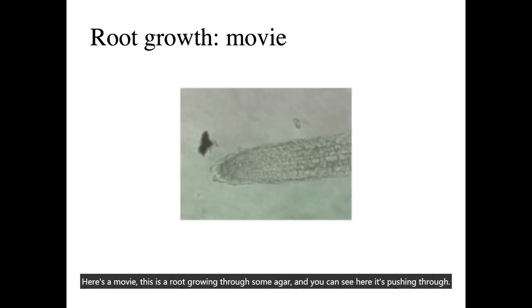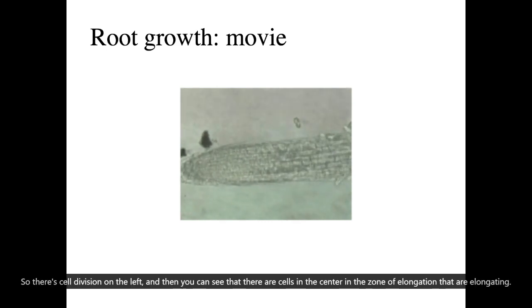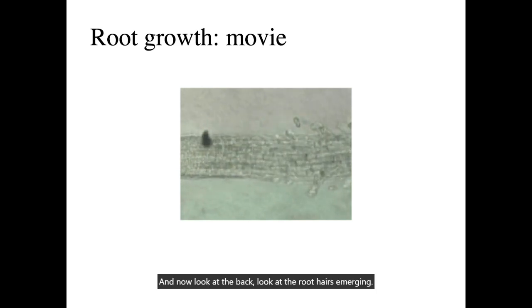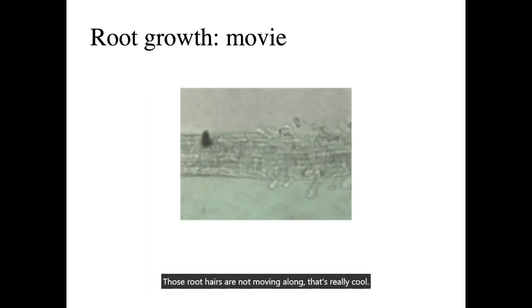Here's a movie. This is a root growing through some agar, and you can see here it's pushing through, so there's cell division on the left, and then you can see that there are cells in the center in the zone of elongation that are elongating. And now look at the back. Look at the root hairs emerging. Those root hairs are not moving along.